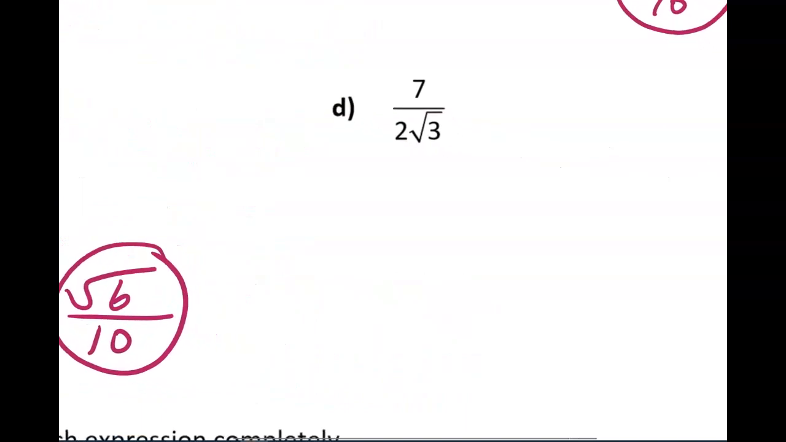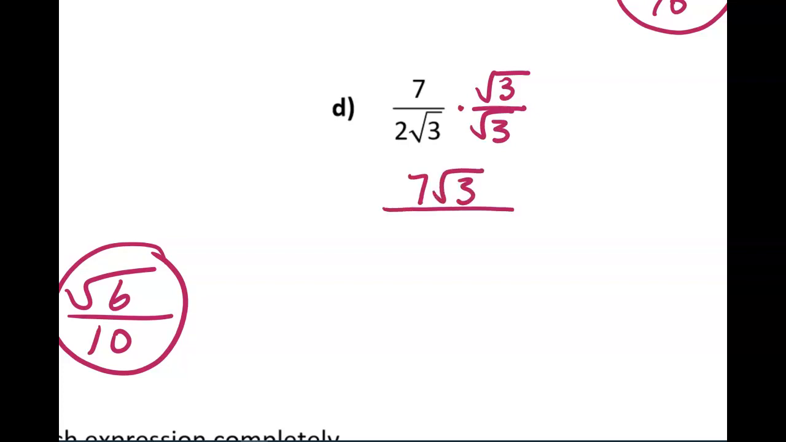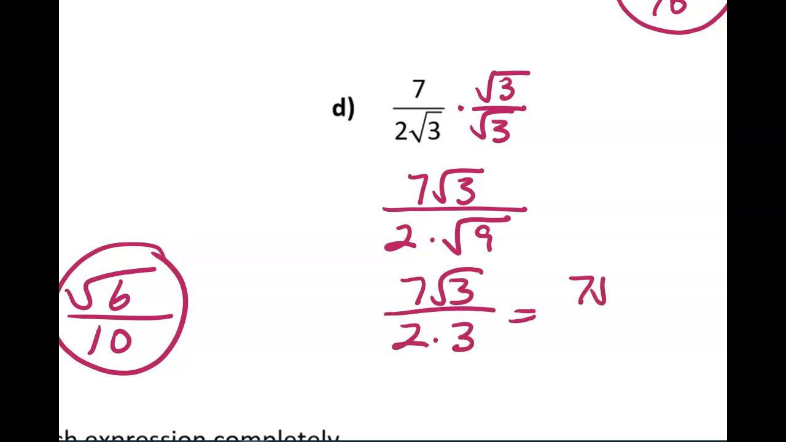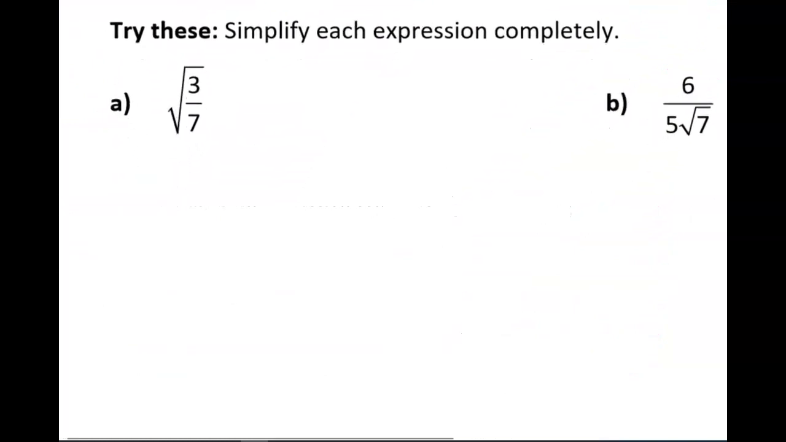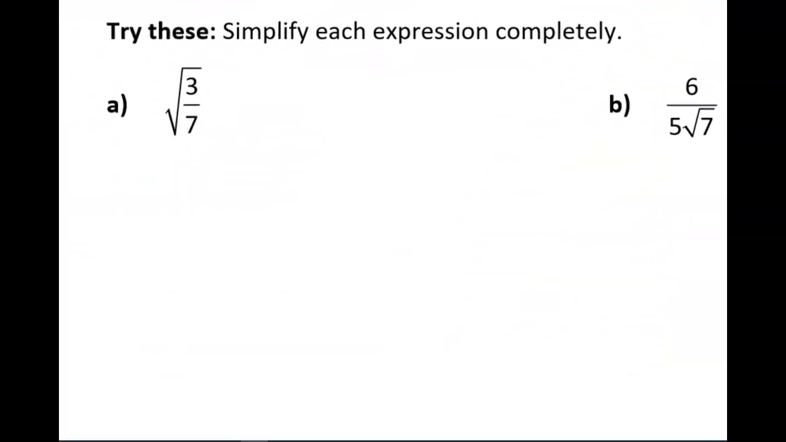All right, now let's try d. There's a radical in the denominator, so we're going to multiply by the square root of 3 over the square root of 3, our clever form of 1. In the numerator, they're not both radicals, both factors, so we're just going to multiply 7 times the square root of 3. And in the denominator, we have 2 times the square root of 9. So 7 times the square root of 3 over 2 times 3 is 7 times the square root of 3 over 6. All right, try a below on your own and pause the video while you do that one.